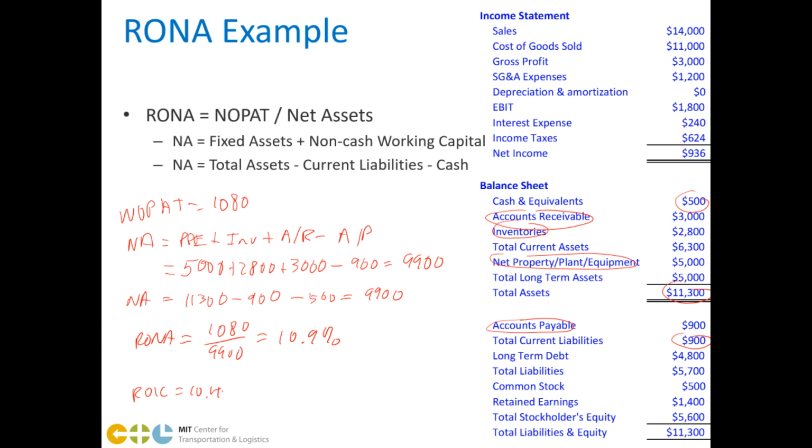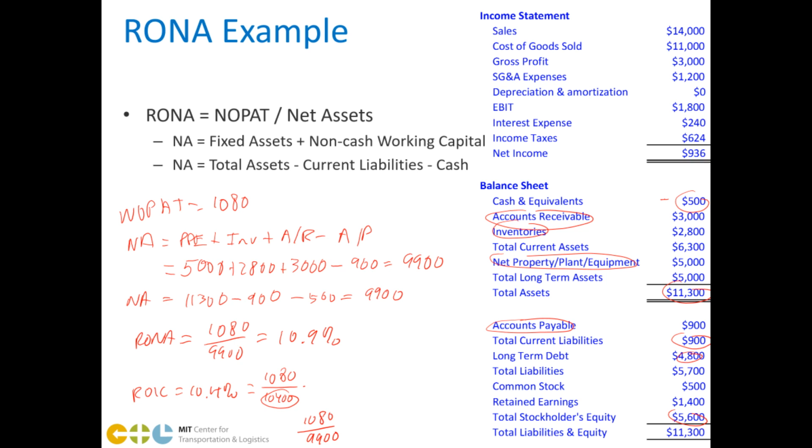And the difference is actually, remember, NOPAT's the same in both. So for this one we had the NOPAT of 1,080, and we had our equity of 5,600 and our debt of 4,800, which gave us a total of 10,400, and that gives us our 10.4%. But notice if we took this 10,400, the equity plus the debt, and subtracted out the cash, the 500, we would get the 1,080 over 9,900, just like we have for the net assets.